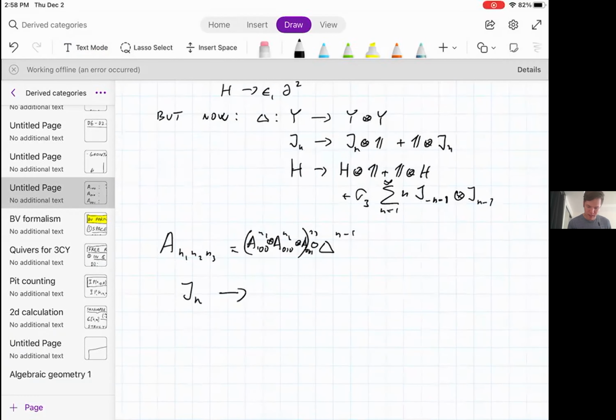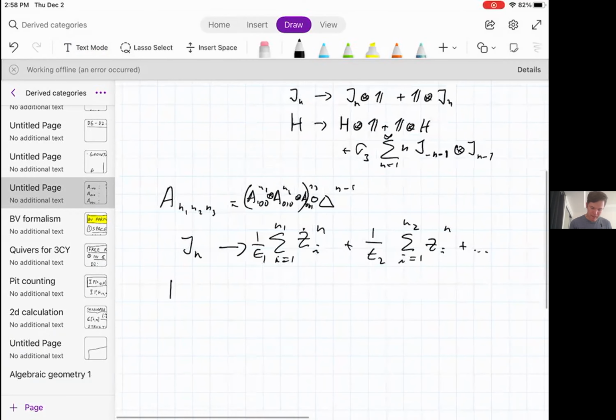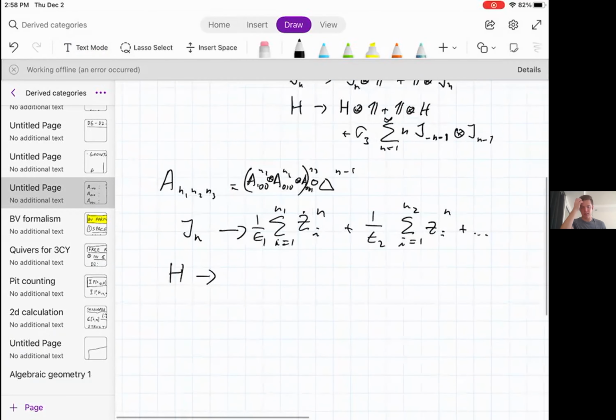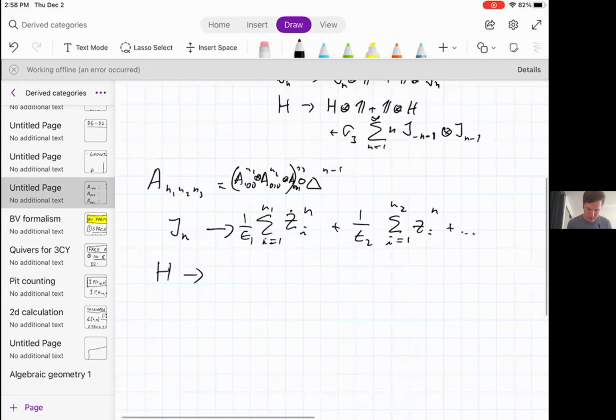Jn just gets mapped to this 1 over epsilon 1, i going from 1 to n1, z_i^n, plus 1 over epsilon 2, i from 1 to n2, z_i^n, plus one more term, and H becomes the Calogero-Moser Hamiltonian, or its free parametric generalization.